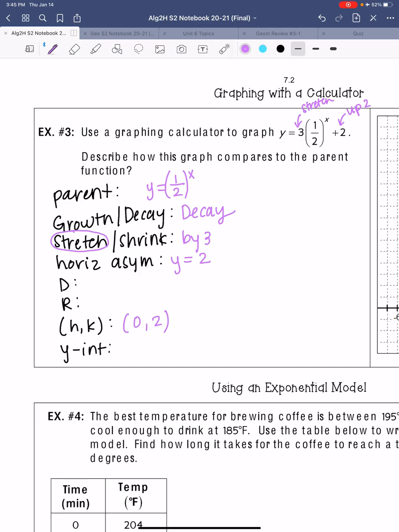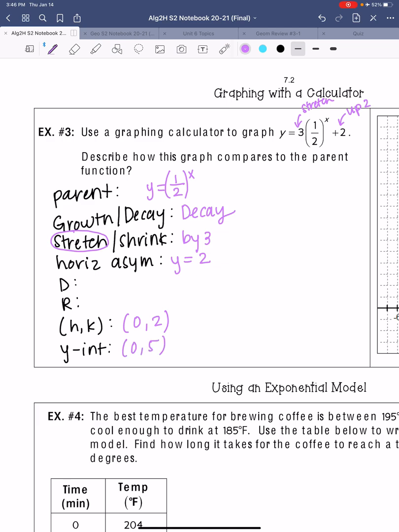And then our y-intercept. So remember, you can always find a y-intercept by plugging in 0 for x. So if I plug in 0 for x, anything to the 0 power is 1. So this is 3 times 1. 3 times 1 is 3, plus 2 is 5. So our y-intercept is at (0, 5).